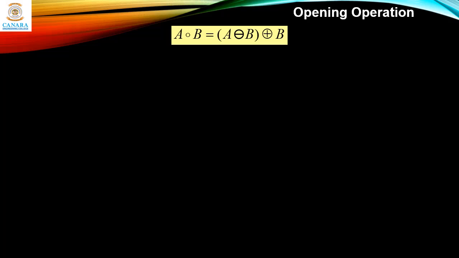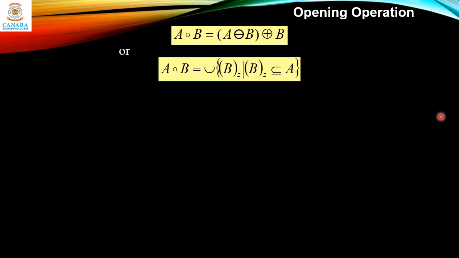So it can be given by this expression: A, object A, and B is the structuring element, and this symbol is for opening. So A opening B is A erosion B whole dilated by B. So B, the structuring element, remains same in both cases. Or we can also express opening operation using this, which can be explained as follows.